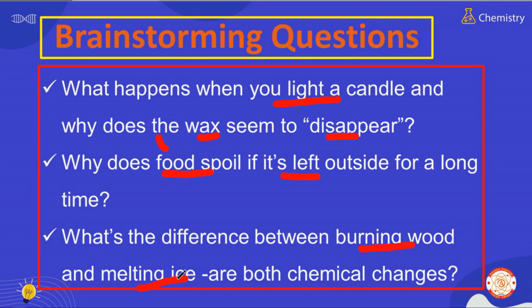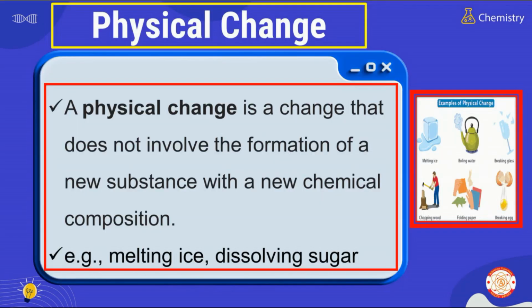By the end of the lesson, you will know the answer. So let us start with physical change. So a physical change is a change that doesn't involve the formation of new substance with a new chemical composition. So what does it mean? A physical change is when matter changes its form but not its identity.